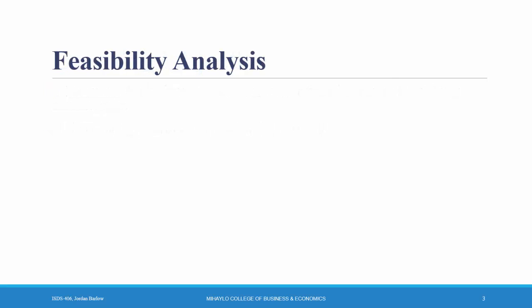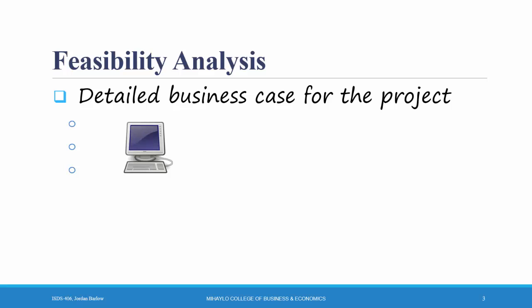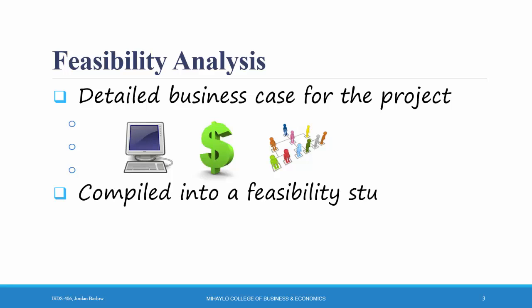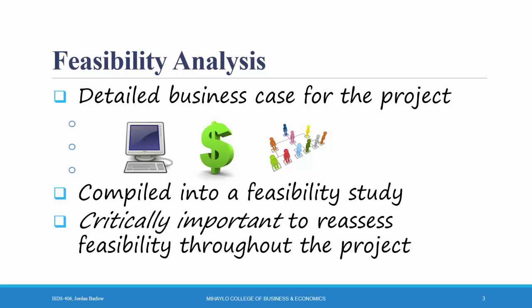A feasibility analysis is a detailed business case for the project. It outlines the benefits, costs, and risks that are associated with the project. Feasibility analysis can be divided into three key components: technical, economic or financial, and organizational. We'll talk about each of these three in more detail. These three together are compiled into a feasibility study. And it's critically important to reassess feasibility throughout the project as things change and costs and benefits become more clear.